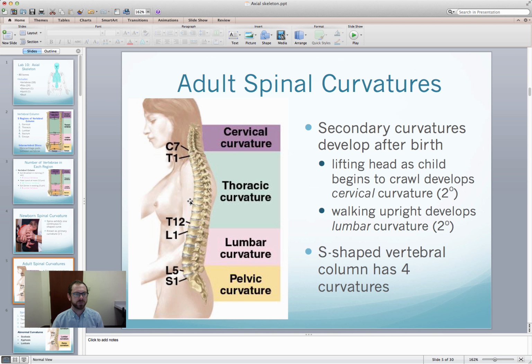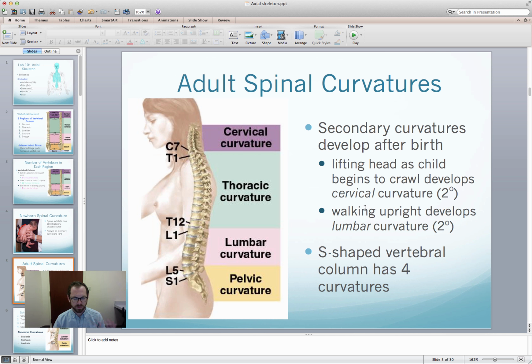When you grow and you're actually able to lift your head on your own, this causes a different type of curvature at your cervical vertebrae. And this is about a 2-degree curve. And then when you learn how to walk, this causes another type of curve. This time it's in your lumbar vertebrae. And this is about a 2-degree curve.